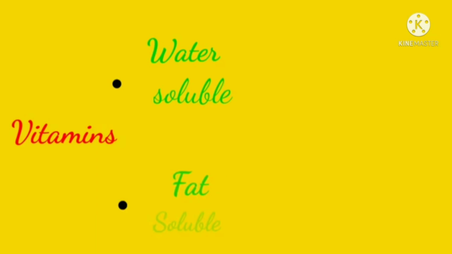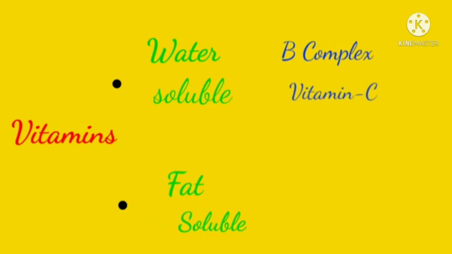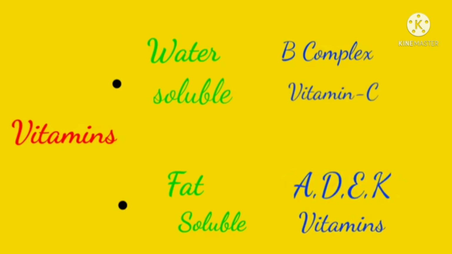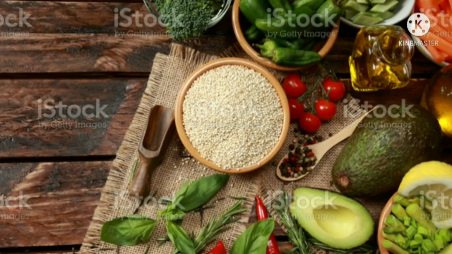Vitamins are classified into two groups. One is water soluble vitamins and the other is fat soluble vitamins. B complex vitamins and vitamin C are examples of water soluble vitamins, and vitamins A, D, E, K are examples of fat soluble vitamins. Let us know about sources of vitamins and deficiency diseases and their symptoms.